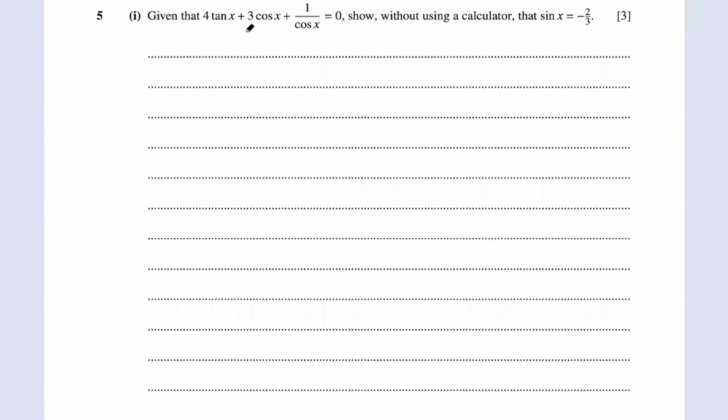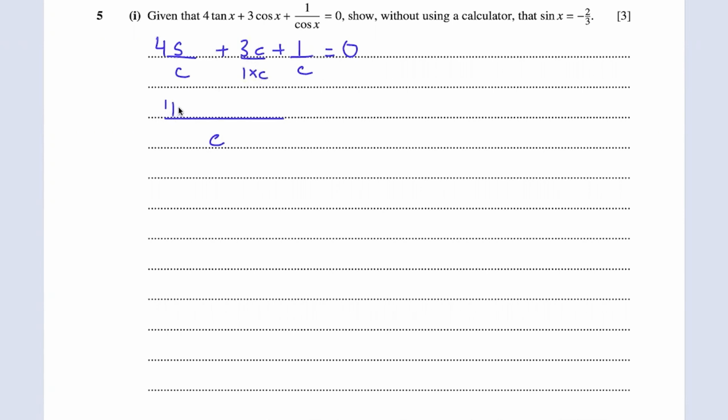Question 5, we have an equation 4 tan x plus 3 cos x plus 1 upon cos x equals 0. We have to show that sin x is equal to minus 2 upon 3. So starting with tan x, we know that tan is sin upon cos. So we can write 4 sin upon cos plus 3 cos plus 1 upon cos is equal to 0. Taking the LCM, the LCM will be cos. The denominator over here is 1, so this will also multiply by cos.